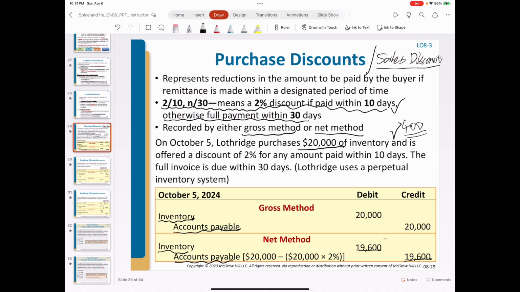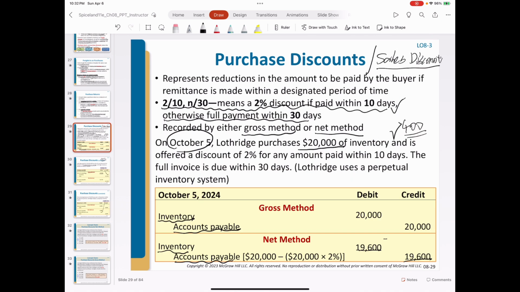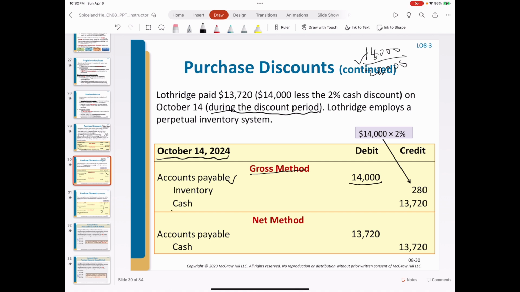Okay, so the purchase was on October 5th. We assume the first payment was made on October 14th, which is during the discount period. And this payment was for $14,000 out of the $20,000 balance. Under the gross method, this $14,000 will get 2% off. So to account for this discount, we debit accounts payable $14,000. So this actually writes off part of the liabilities. Then the actual payment is after the discount.